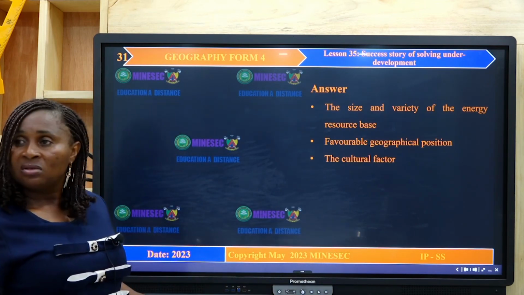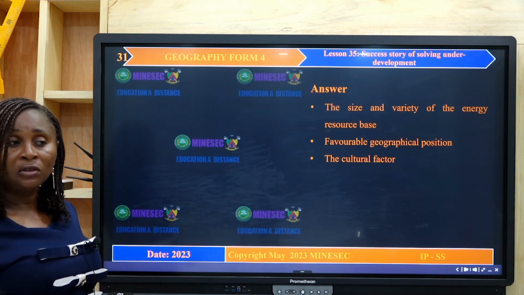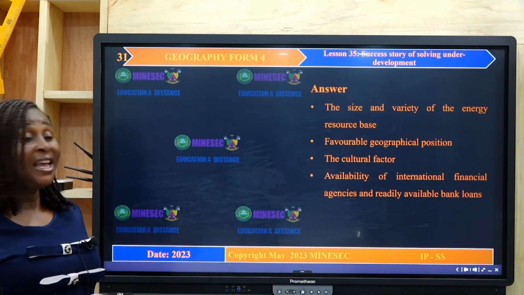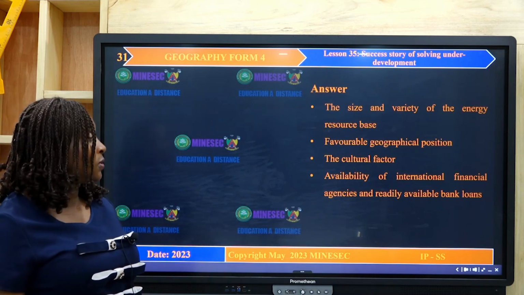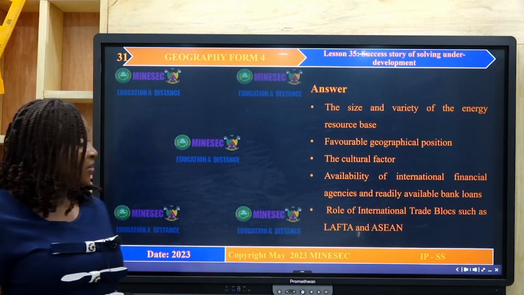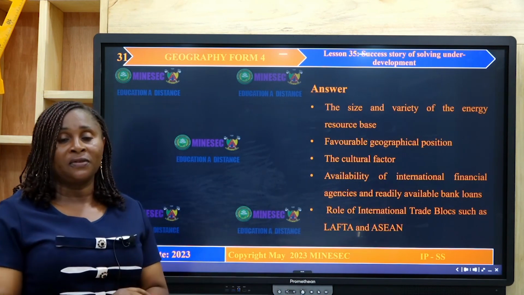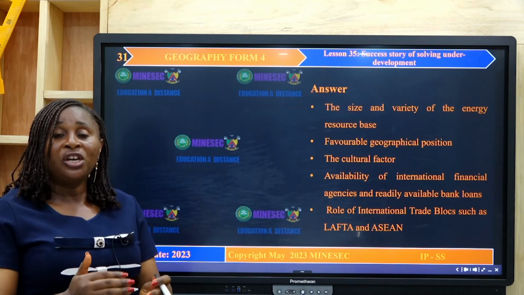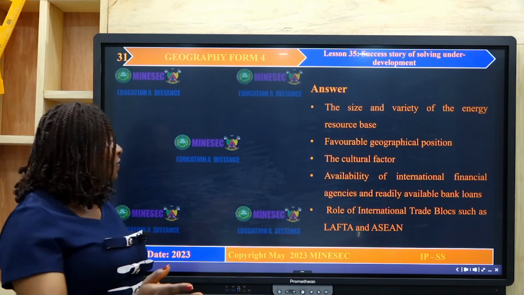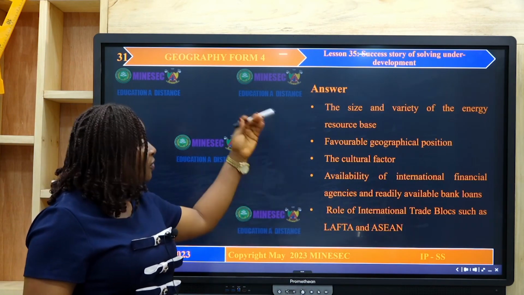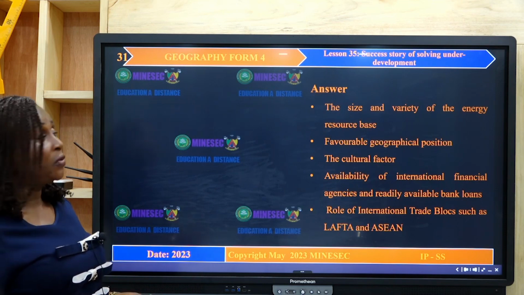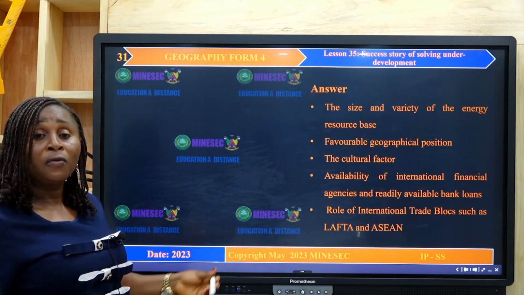Cultural factor, love for country, love for nation, and with that, they develop the country. Availability of international financial agencies that are ready to give out loans at very low interest rates to industrialists. The role of international trade blocs, grouping themselves, extending their markets, encouraging free movement of people, free movement of technology, specialization, all of these have gone a long way to foster economic growth and to remove these countries that we named above from poverty.